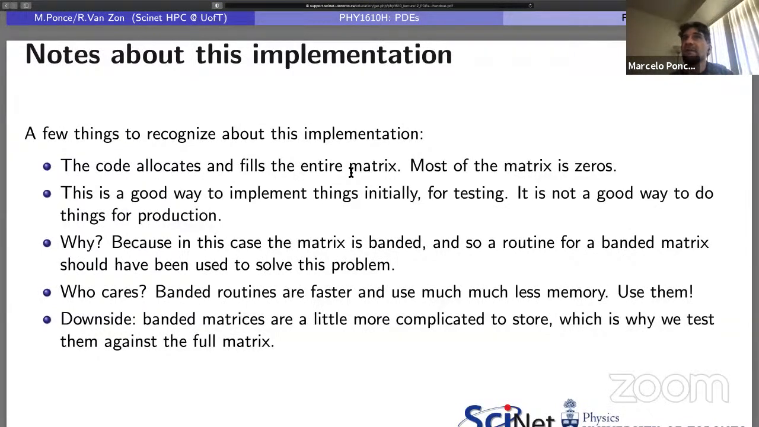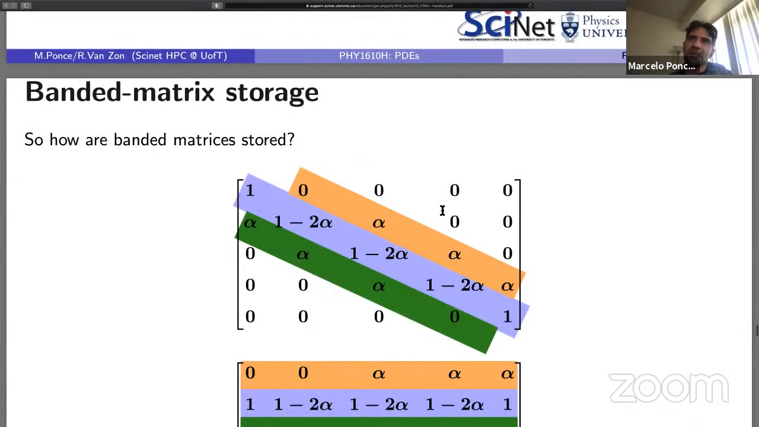The code allocates and fills the entire matrix, but most of the matrix is zeros. You can see that. I have another slide here. You can see that the basically gray portion, almost 80–90% of the matrix, is zero. This is what is called a sparse matrix.